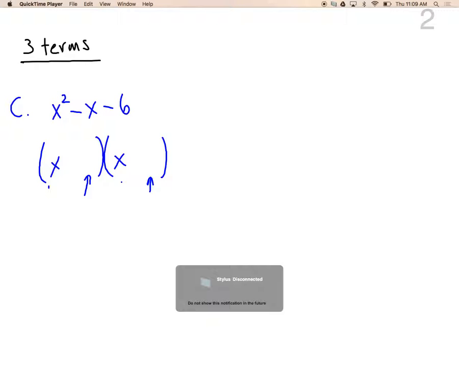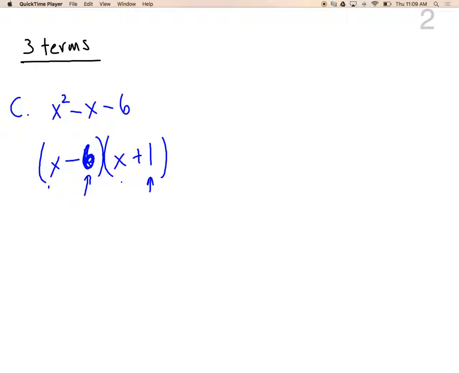Now the catch is, let's just pick one. Let's try negative 6 and positive 1. My stylus got all wonky there. Okay. Looks good. Satisfies the first two numbers, x times x is x squared. Satisfies the last two numbers, negative 6 times 1 is negative 6. However, it doesn't satisfy the middle term.